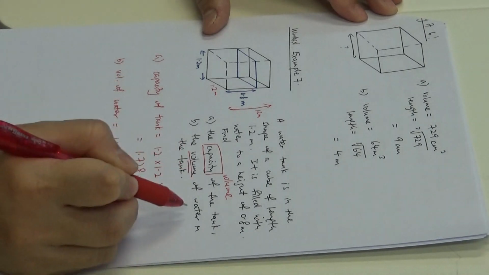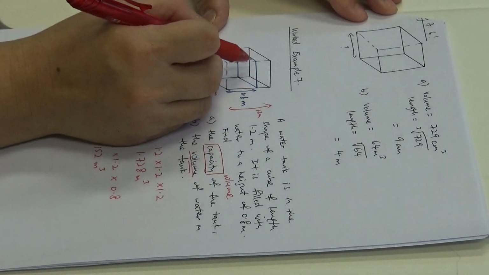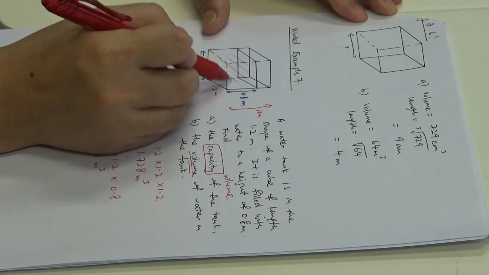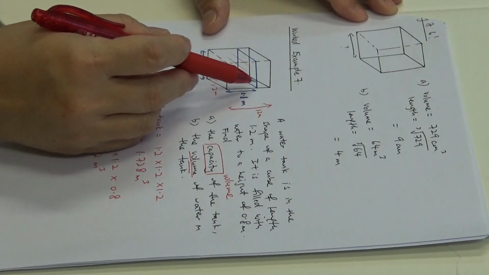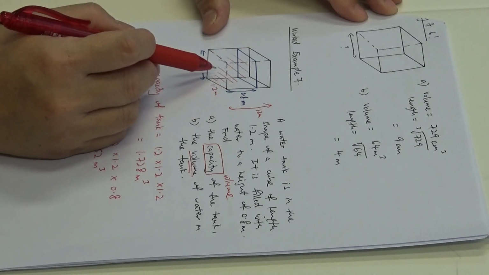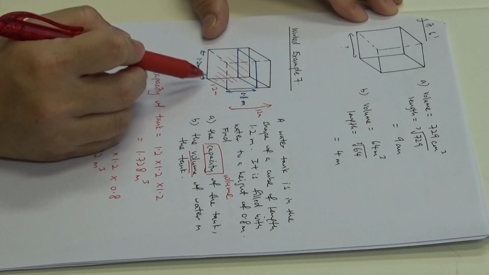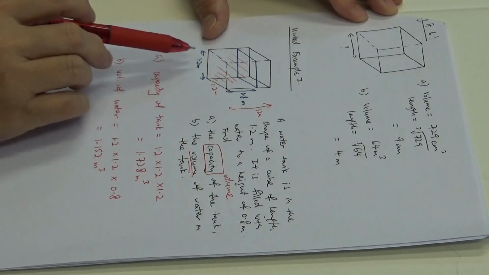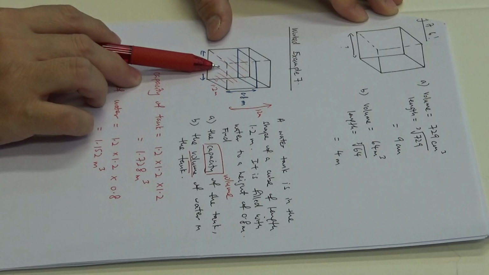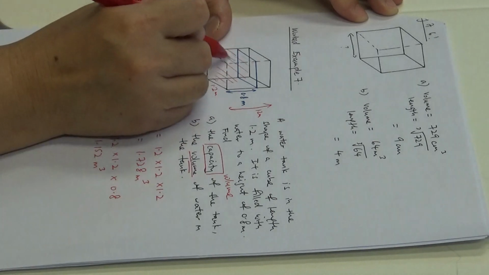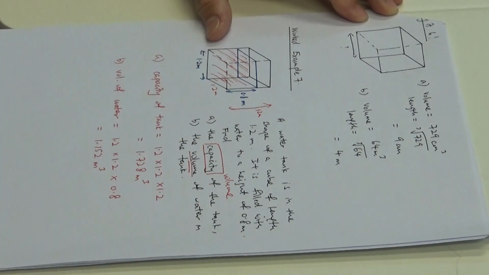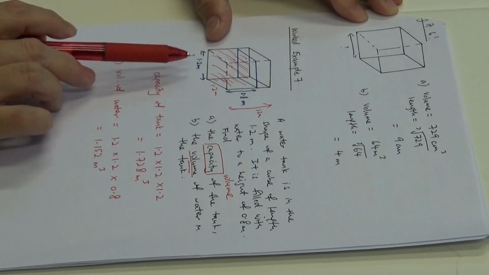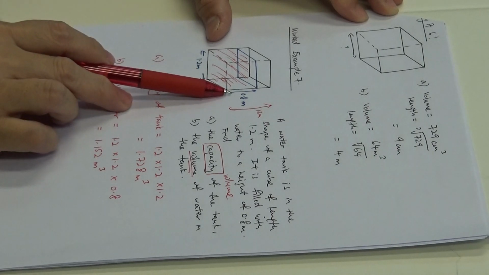Find the volume of water in the tank. Now, water is filled up to the height of 0.8. The water in the tank is also in the shape of a cuboid, because this is 1.2, 1.2, and the height is 0.8. So, in order to find the volume of water in the tank, is equivalent to finding the volume of this cuboid that I've shaded. So, volume of water will be 1.2 times 1.2 times 0.8.